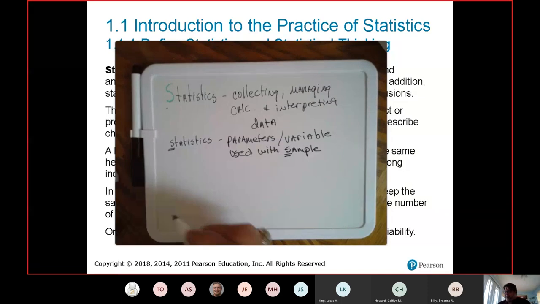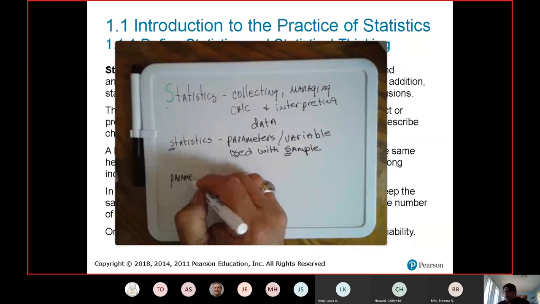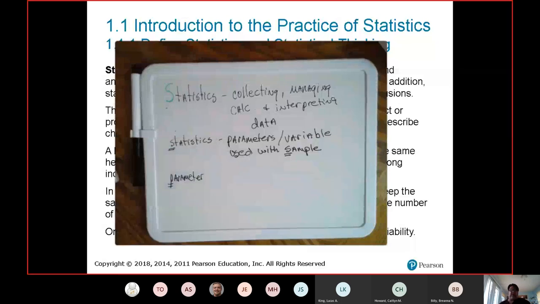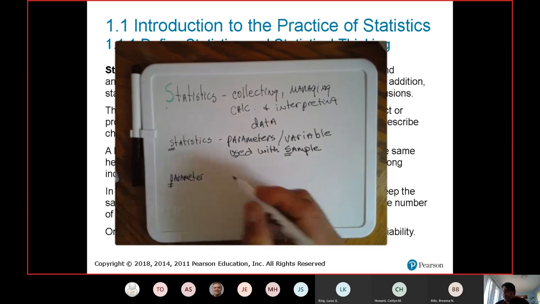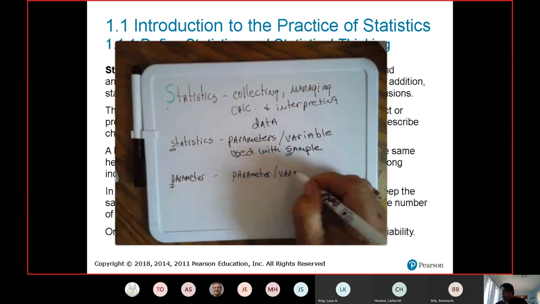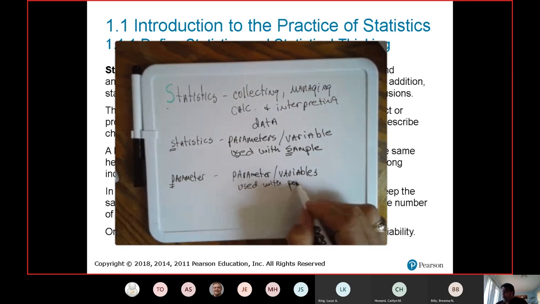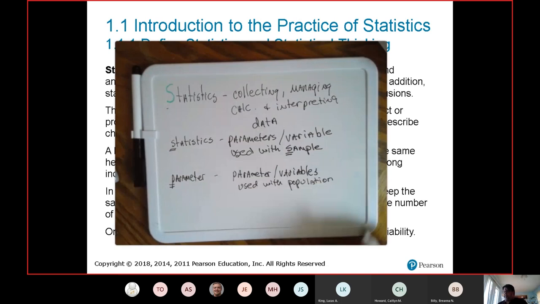Whereas parameter, let me go ahead and give you this one also. Parameter. Hold on a second. Sorry. Lowercase parameter is parameters slash variables used with the population. And I'd like to get these five definitions out of the way first.